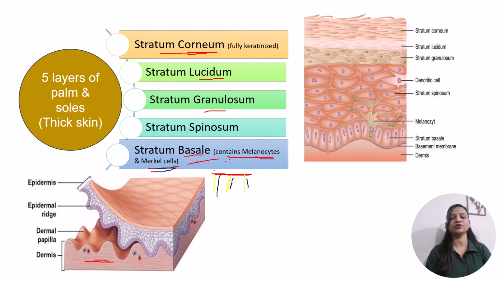Okay, so we have seen the stratum basale layer. It consists of melanocytes, Merkel cells, as well as the basal cells, which act as precursors of keratinocytes. The process of keratinization starts in the basal cells, and the keratinocytes go upward layer by layer, and in the most superficial layer, the stratum corneum, they become fully keratinized.